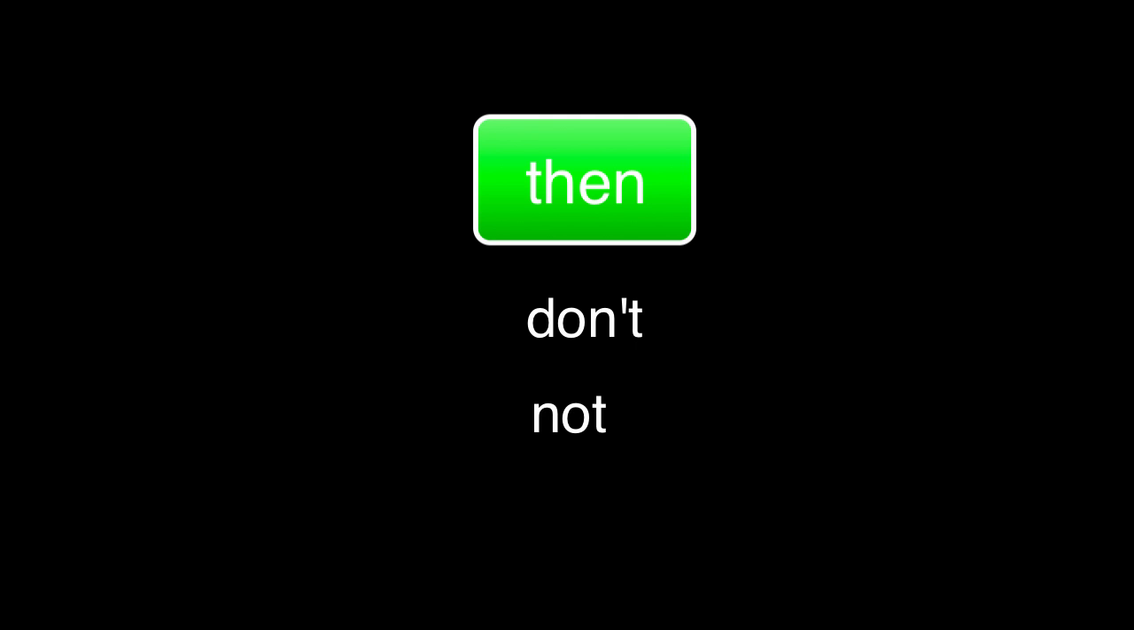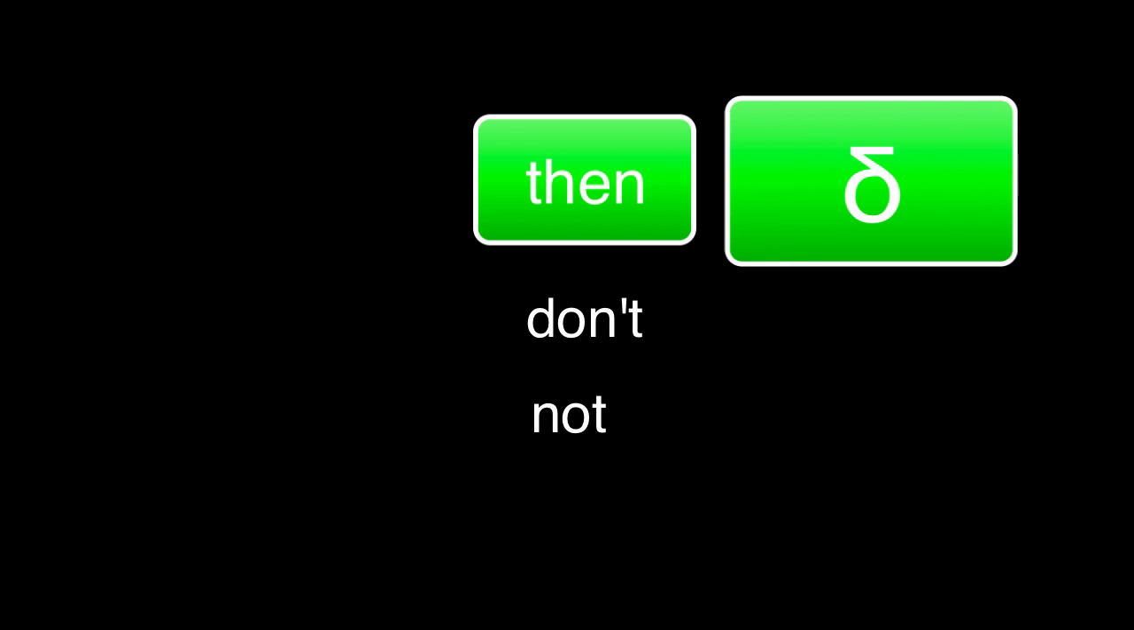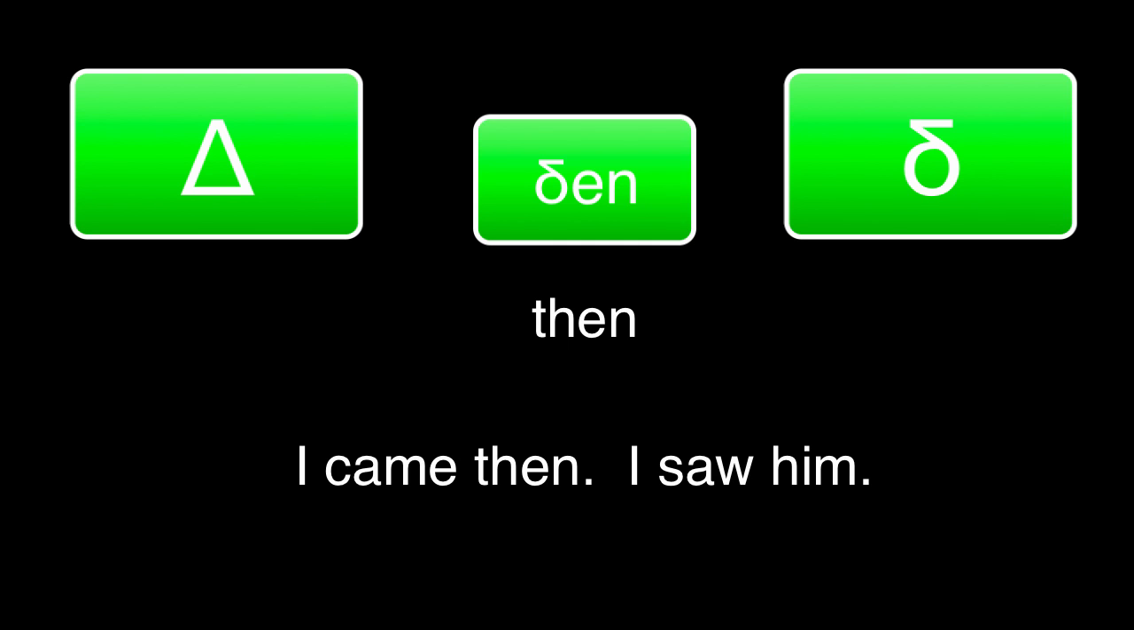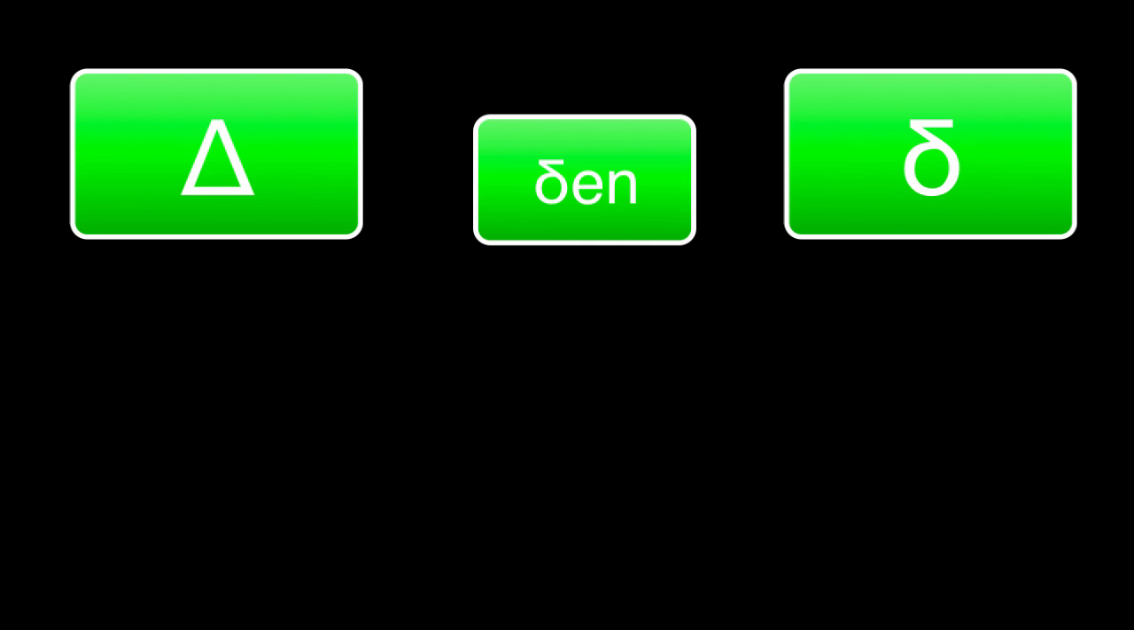Then. This is spelled with delta, the Greek letter that looks like a D, or in capitals it looks like a triangle. So this is like the TH sound in the English word then, like I came, then I saw him. It's the same sound. So in Greek, we're writing this sound with the letter delta, which looks like a D, but we shouldn't let that confuse us. We can just look back to the English word then and import the sound right over into Greek. It's the same sound.